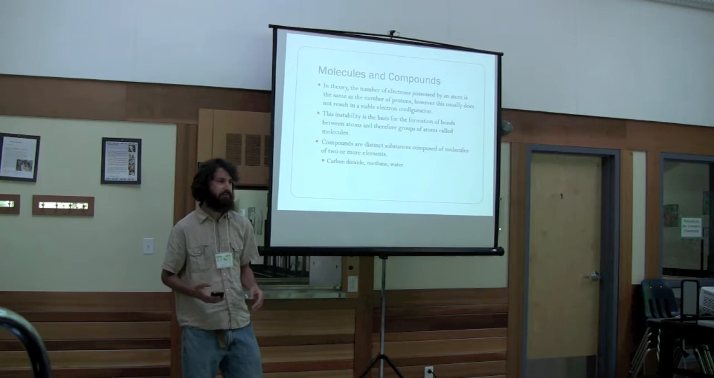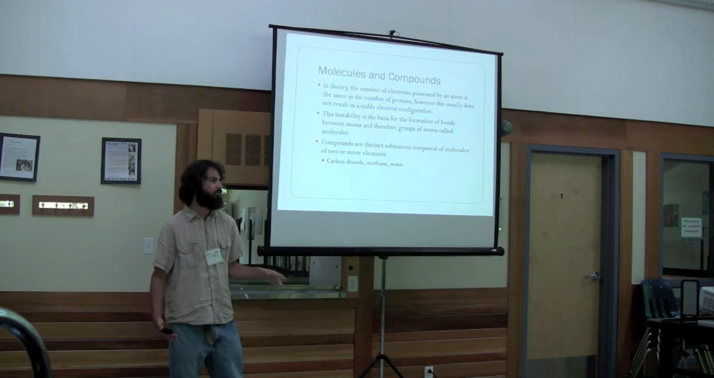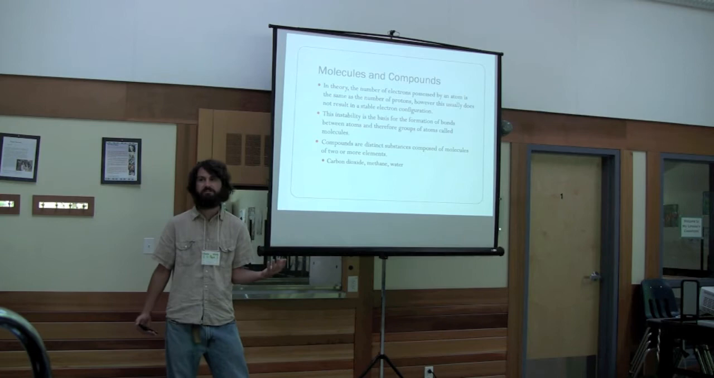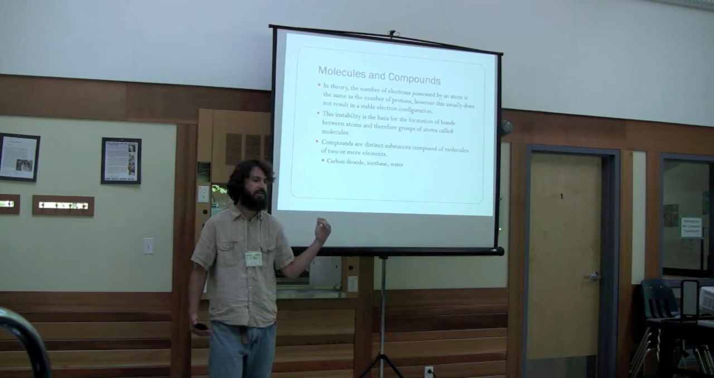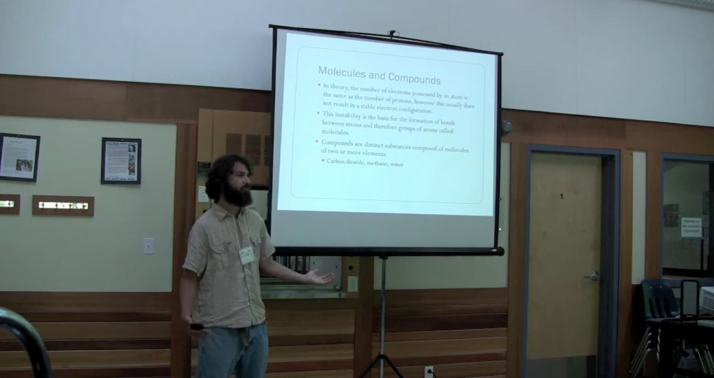Now, in theory, the number of electrons in an atom is the same as the number of protons. However, this doesn't usually result in what we call a stable electron configuration. Put simply, they like to exist in certain positions around an atom, and if they're not in those positions, it requires a higher amount of energy in the atom. When they're not, it creates an instability, and that's the basis for the formation of bonds between different atoms, which form groups of atoms, which we call molecules.